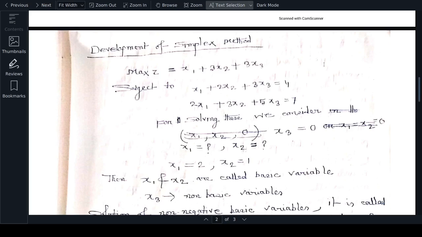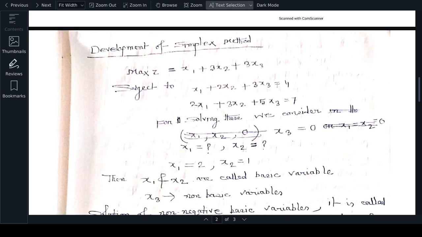So you see, can we solve this in the general method? Here, how many variables? 3 variables. How many equations? 2 equations. So can we solve this in the general way? No. So for this reason, what we do, we consider any one variable equal to 0, as our wish.